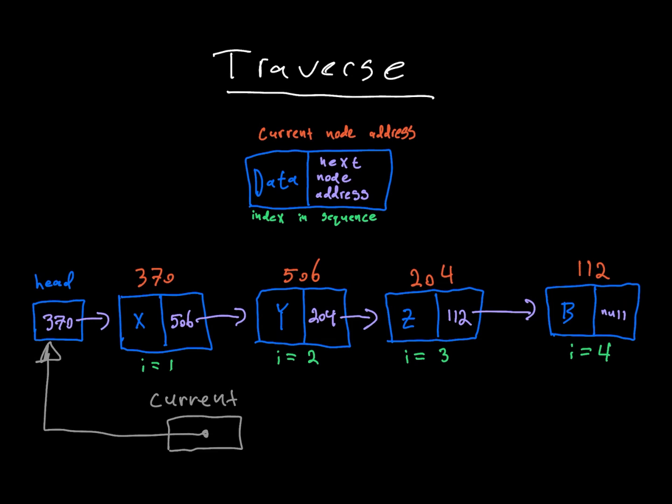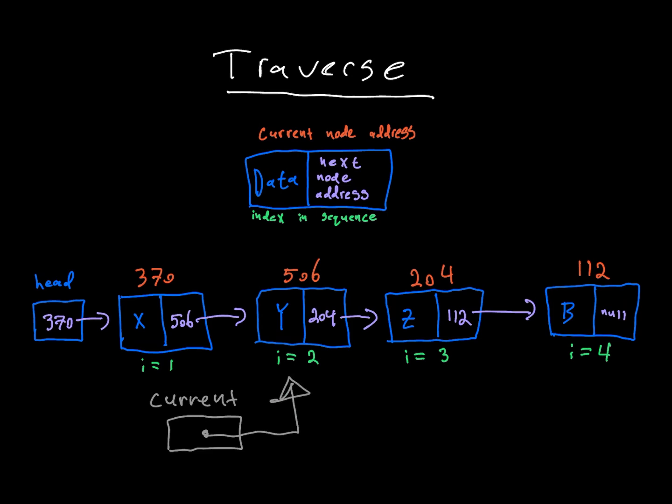It's pointing to address 370. So if we go to address 370, we are now pointing to the first node in the linked list. And we see that our next node address is not null. So that means there's another node within the sequence. So we can now head to the address 506.